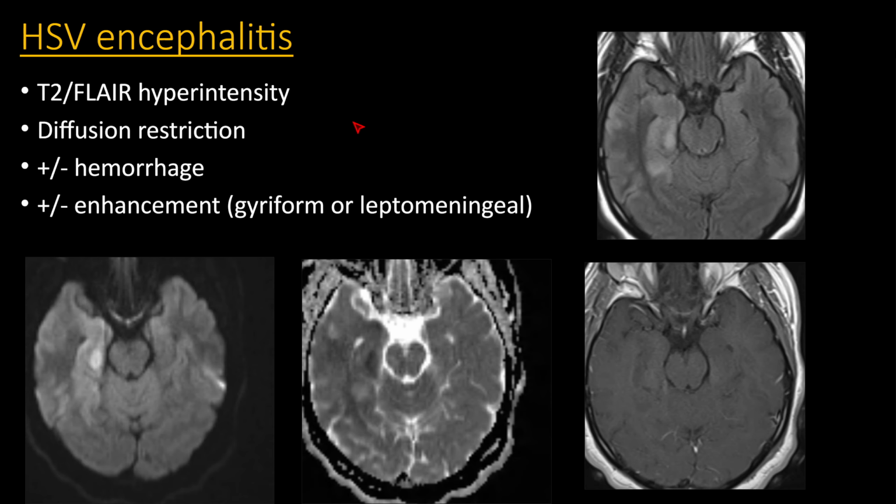So here we're just going to reiterate the findings of HSV encephalitis. So you're going to have T2 FLAIR hyperintensity involving predominantly the limbic systems, and not necessarily all of them, but it tends to be in the limbic system.